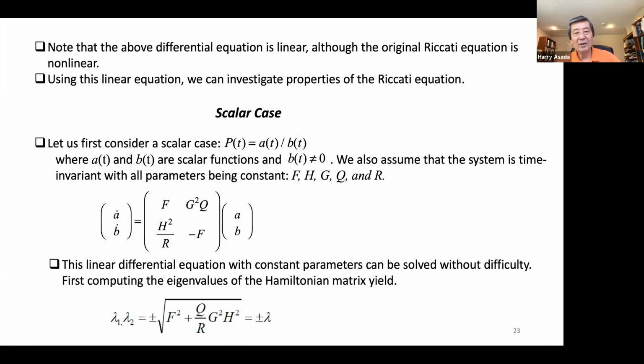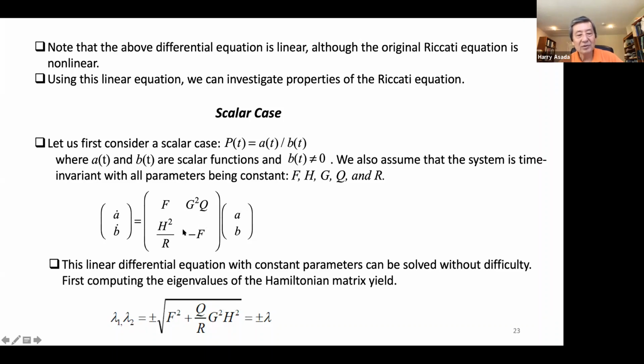So again, we start with the scalar case. So the A matrix and B matrix are both scalar quantities, A and B. Let's look at this situation, okay? And B is not actually 0, right? So we can rewrite and simplify the Hamiltonian matrix and the differentiation in this way.